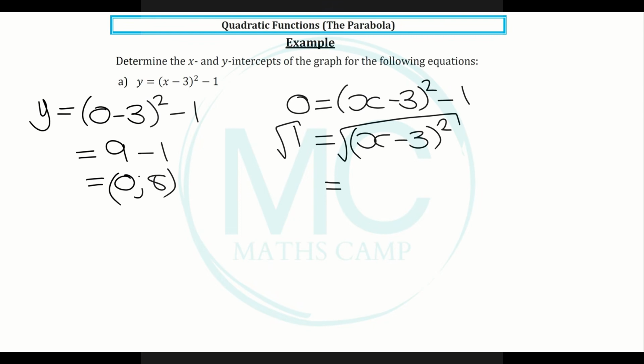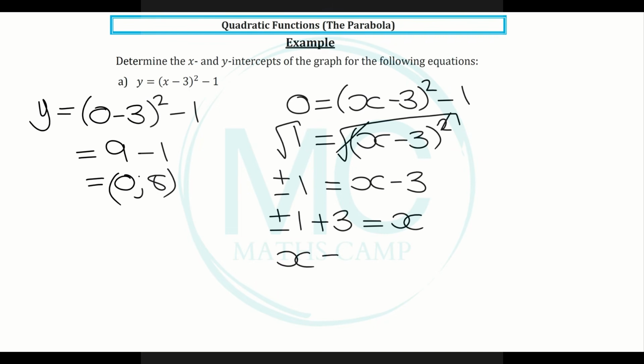So in this case, the square root of 1 is positive or negative 1. On the right, the square and the root will cancel out, and we're left with x minus 3. To find x, let's move negative 3 to the left. I have positive or negative 1 plus 3 is equal to x. 1 plus 3 gives me 4, which means that x could be 4. Negative 1 plus 3 gives me 2, which means that x could be equal to 2. These are the x-intercepts.